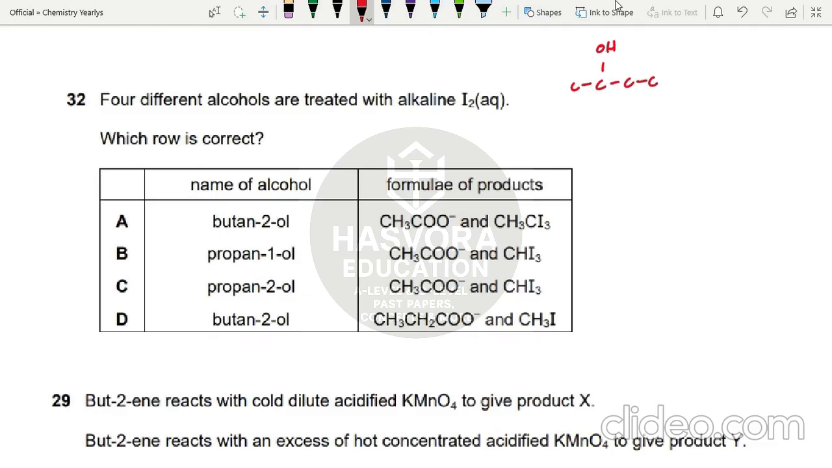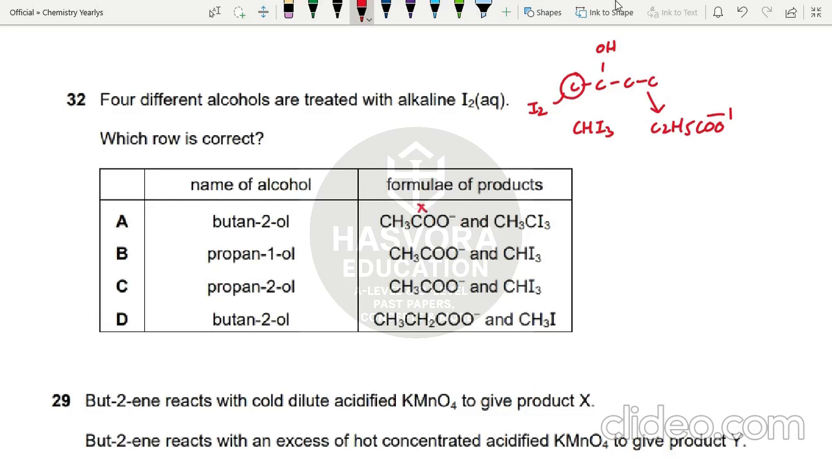So now what will happen when it reacts with alkaline iodine? This part, the CH3 methyl group, will react with the iodine, and this forms CHI3, triiodomethane, and this will become C2H5 and C double bond O and minus. So now they have shown that it becomes CH3 C double bond O minus. So this will be incorrect.